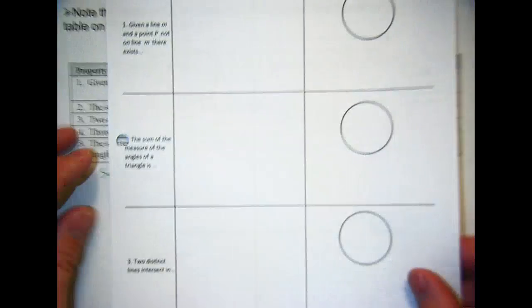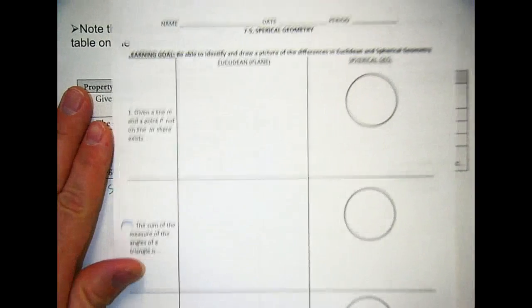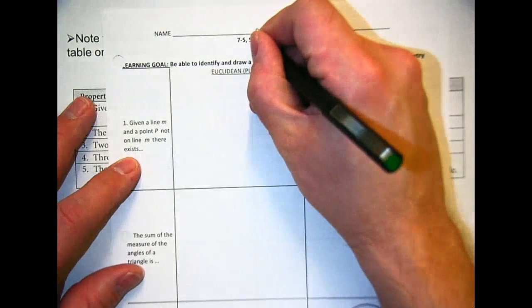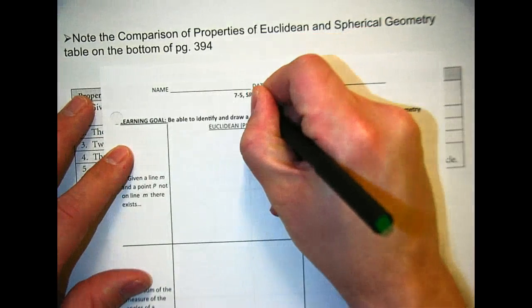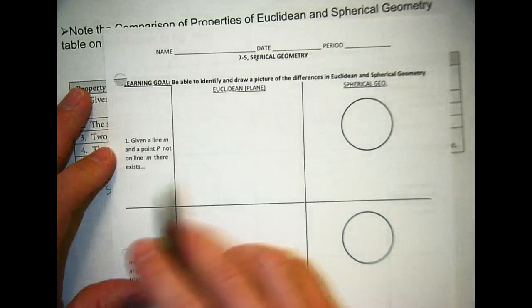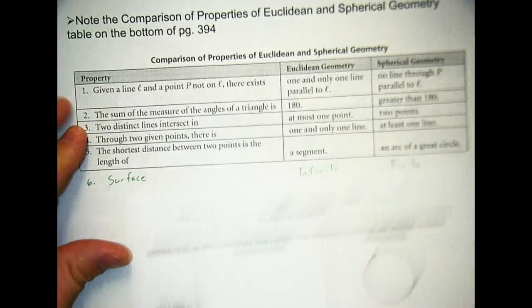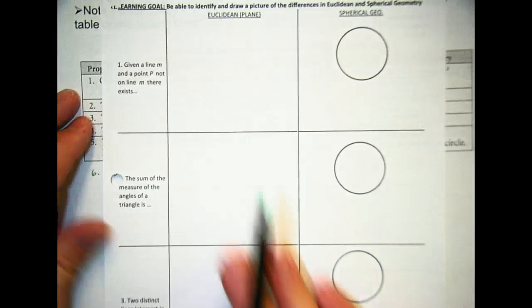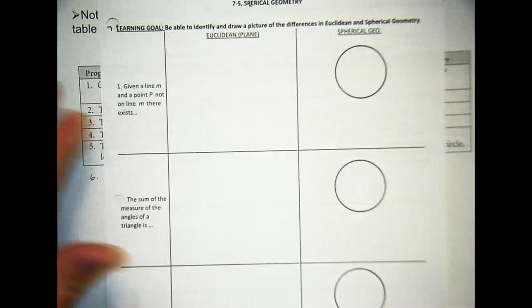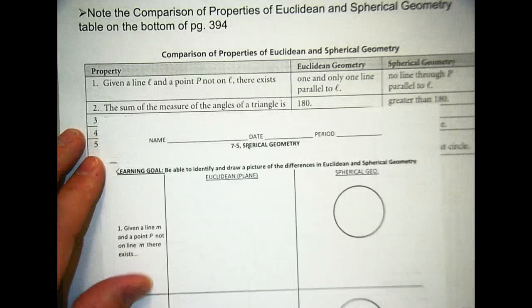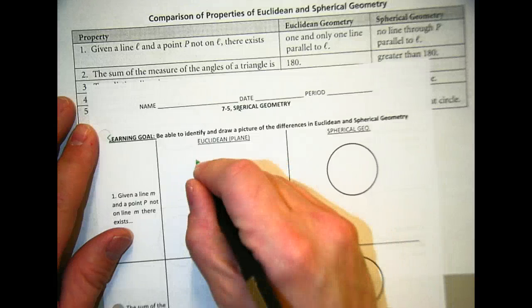So what I've given you is this sheet where I spelled spherical wrong. I don't know why. We can add the H. There we go. Number one, this is property one. You need to know these for your test. Given a line M and point P not on line M, there exists only one line parallel.